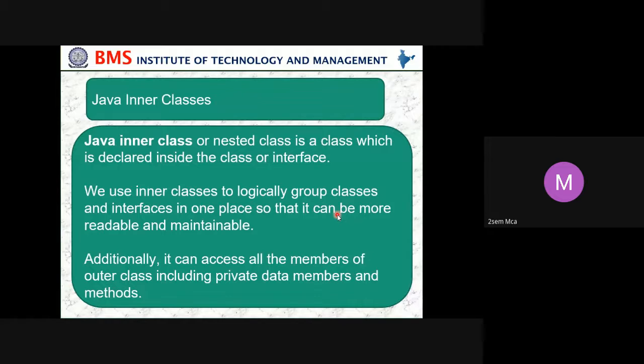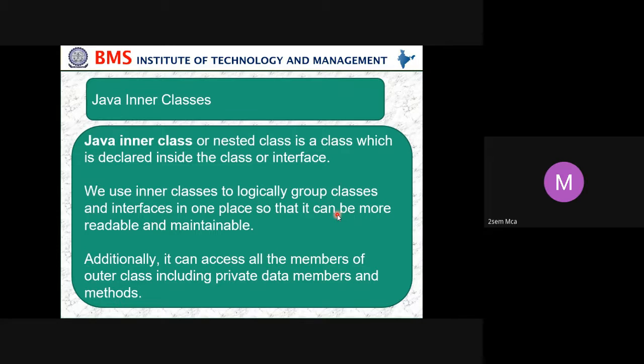So what is an inner class? Just as we have an if within one more if, a for within one more for, a loop within one more loop, the same way here in Java we have inner classes. So what do we mean by a Java inner class? A Java inner class is similar to a nested class, in which a class is declared inside another class, and it may be a class or an interface. Then we call it a Java inner class.